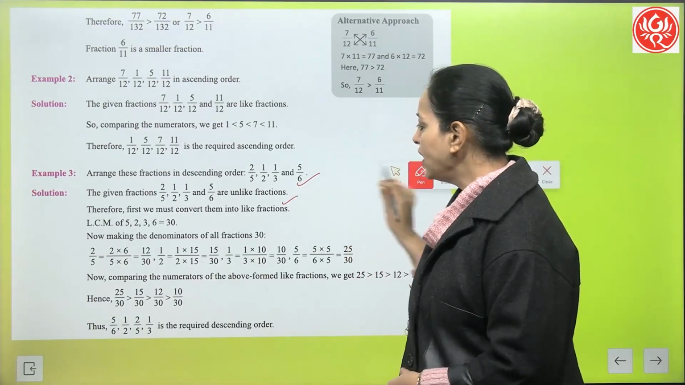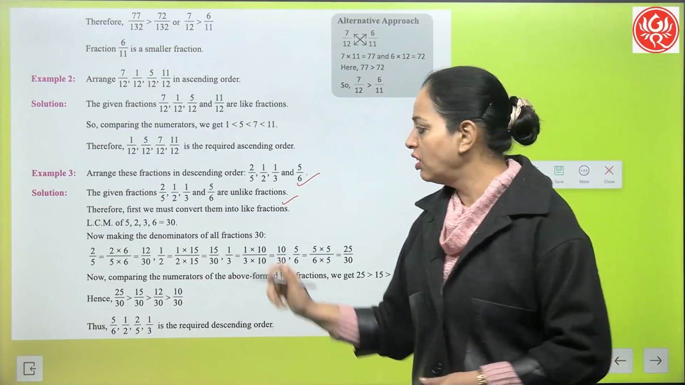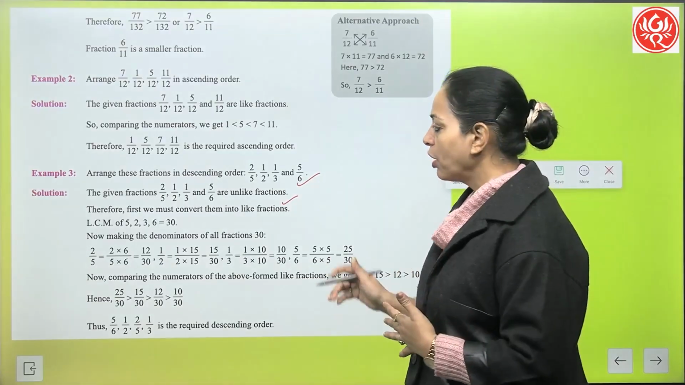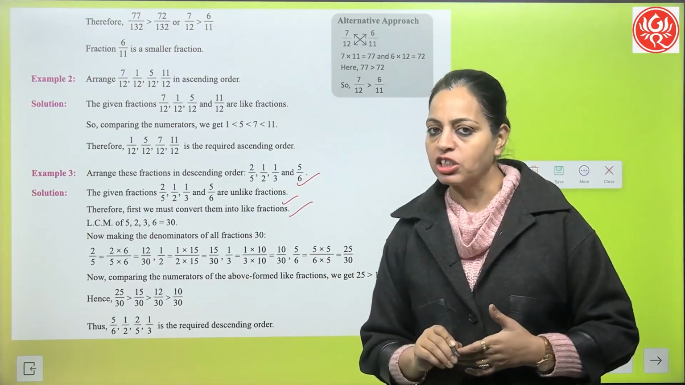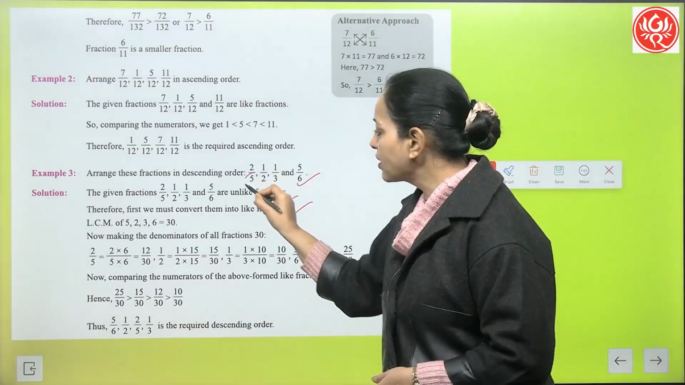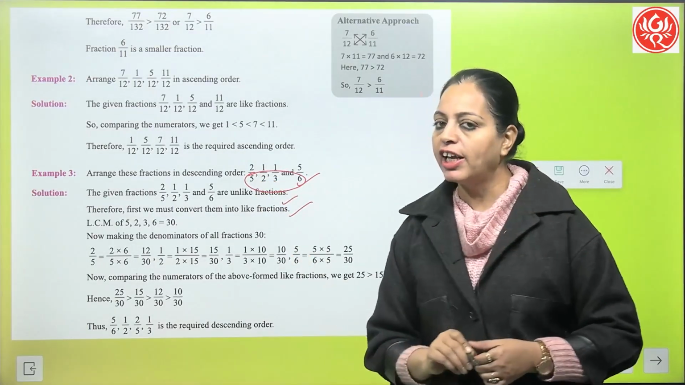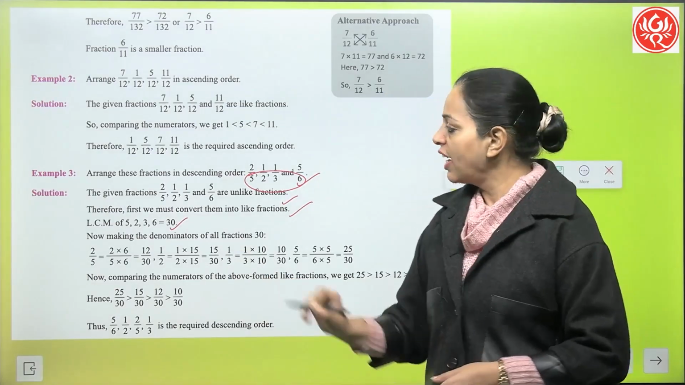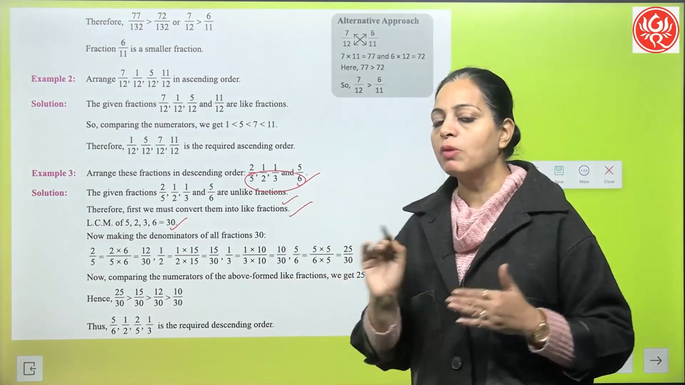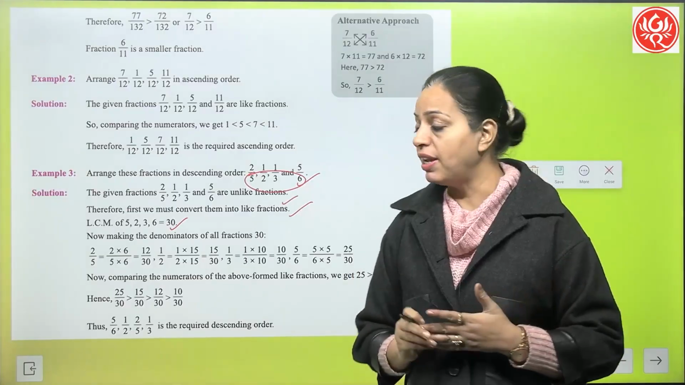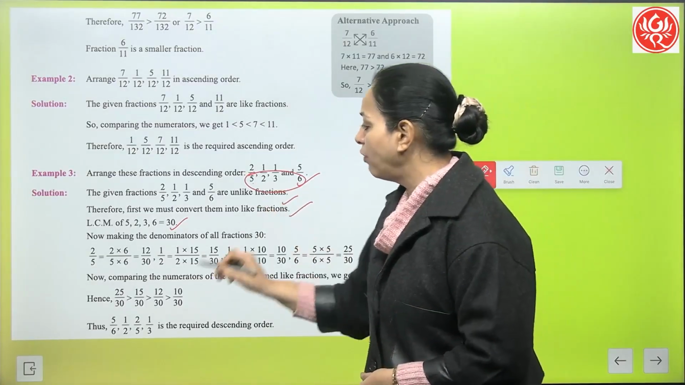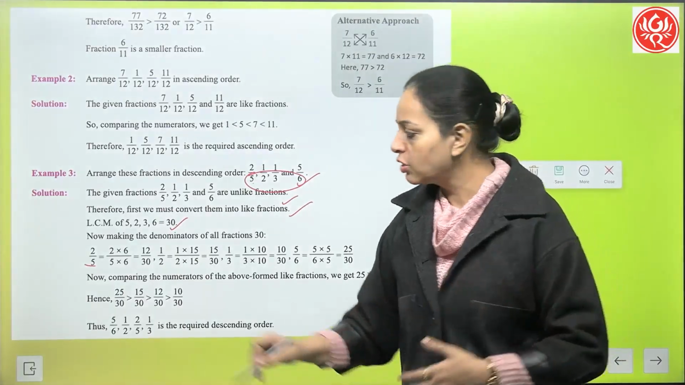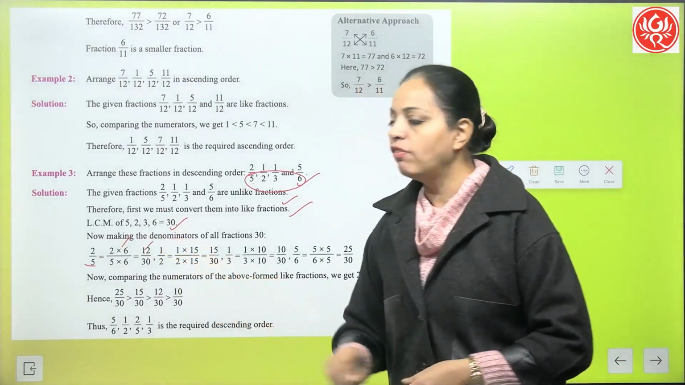So first of all, see these are which type of fractions? These are unlike fractions. इनको हम convert करेंगे like fractions में, यानी denominators का हम LCM ले लेंगे. 5, 2, 3 and 6. Its LCM is 30. यानी जितने भी denominators हैं सबको हम change करेंगे 30 में. See 2/5. 5 को 30 कैसे बनाएंगे? 5 into 6. So here 2 into 6.